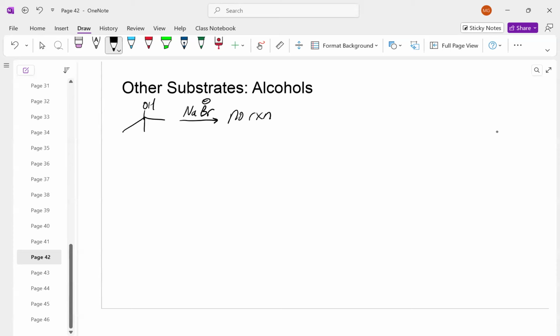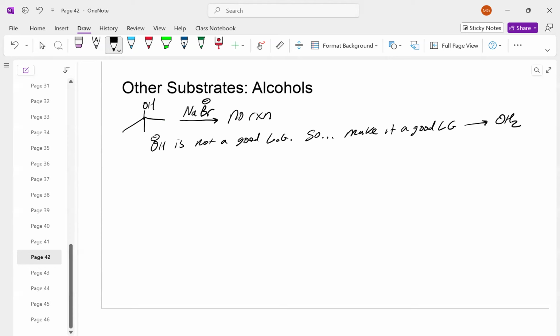And think back to when we were talking about substitution. Why will there not be a reaction here? OH minus is not a good leaving group. So the solution is make it a good leaving group. If I could make this somehow water, I can make OH into OH2 or water, H2O, then that's a great leaving group.